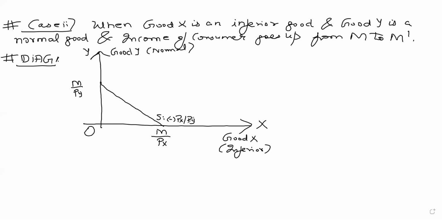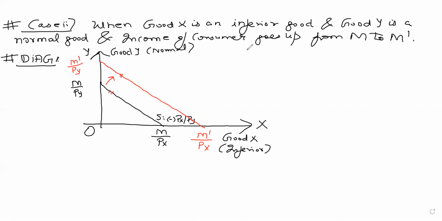Now, what happens when income goes up? Very simple. First, always draw all the budget lines first. So when income goes up, what will happen to the budget line? All students know this. Budget line will shift out parallelly to the right. New horizontal intercept M dash by Px, new vertical intercept M dash by Py, and an increase in income causes the budget line to shift parallel to the right.